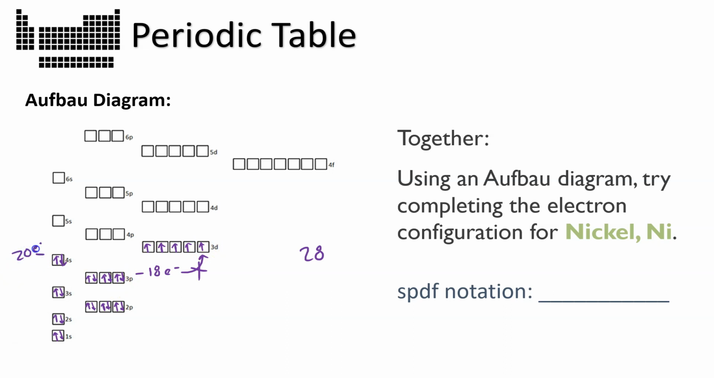My 4s's were 2 electrons, so this gets me to 20. To get up to 28, I need 8 electrons in these orbitals here, paired up. Finally, I've got 28 total electrons, and that is the orbital box notation of nickel. If you were to do this in SPDF style, it would be all the same stuff, but just listed out in this way: 1s2, 2s2, 2p6.